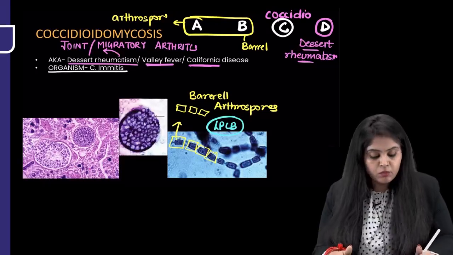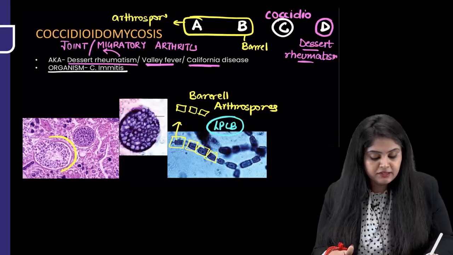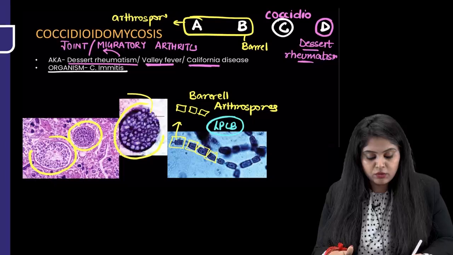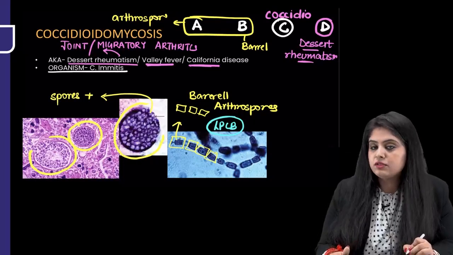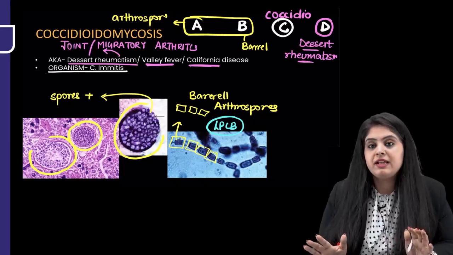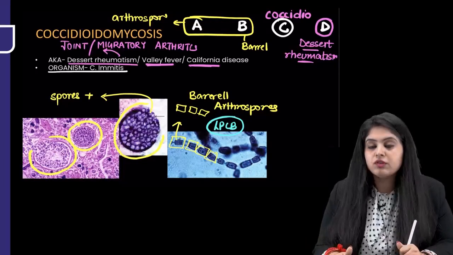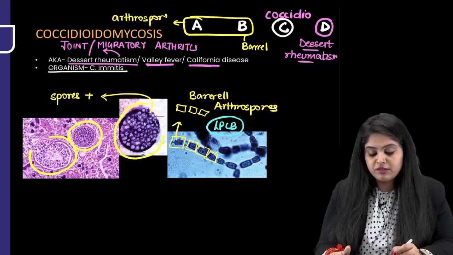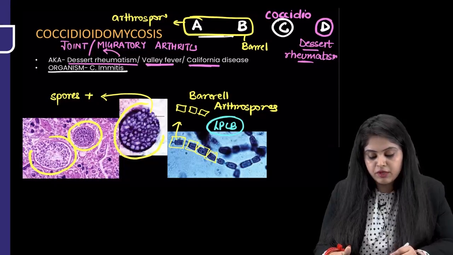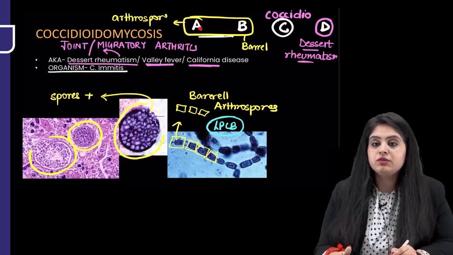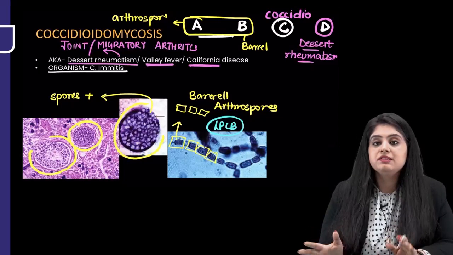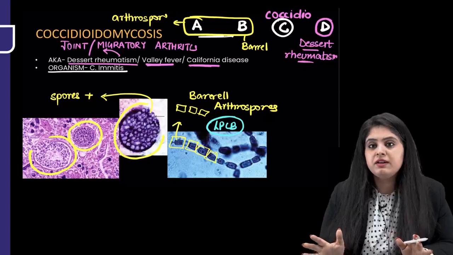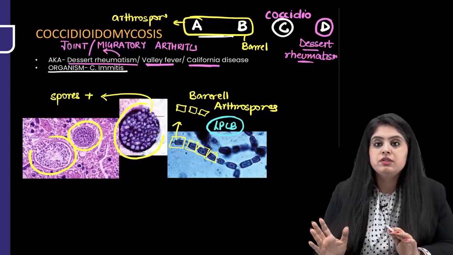Now, having said that, moving on, what else? I can see these round structures again with spores inside them. So that is also a possibility, that I'm going to see spores inside these round structures. That's one sort of picture, and the other one is the barrel-shaped arthrospore. So like I said, for coccidioidomycosis, ABCD. What is A and B? A and B is going to be for barrel-shaped arthrospores. C is coccidioidomycosis. D is going to be desert rheumatism. Desert means some Arizona desert or some California valley, and rheumatism is going to be joint involvement.